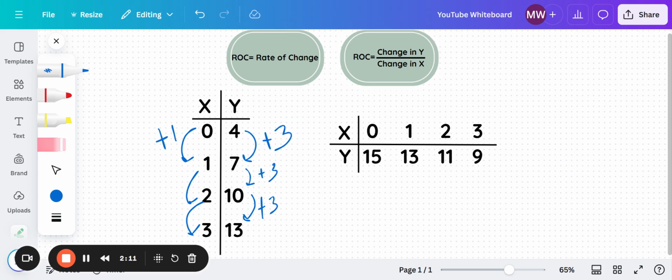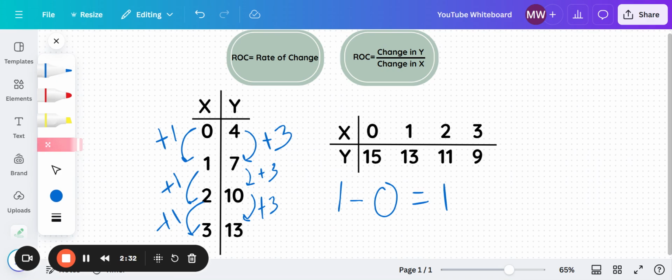If I didn't know, I can work backwards and do subtraction. 1 minus 0 equals 1. That's a positive 1, which means I'm adding 1. That should be true every time. 0 plus 1 is 1. 1 plus 1 is 2. 2 plus 1 is 3.